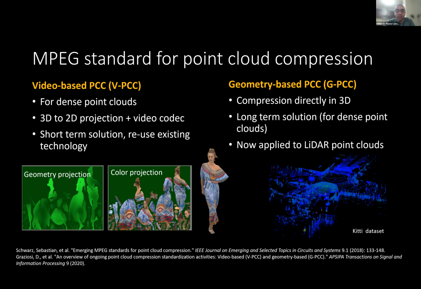And this is viewed as a short-term solution, because it reuses existing technology. MPEG has also considered geometry-based point cloud compression, or G-PCC. These are a family of techniques that perform the compression directly in three dimensions. And this is viewed more as a long-term solution for this type of dense point clouds that I showed you in previous slides. But it is also applied to sparse point clouds, for example, LiDAR data. So I'll be talking mainly about geometry-based point cloud compression approaches.